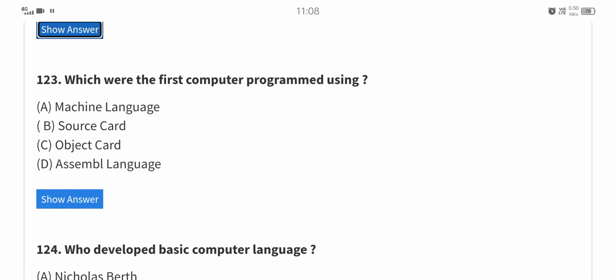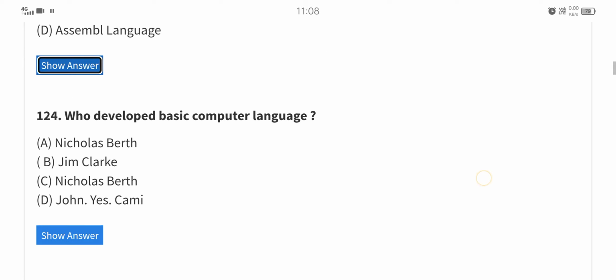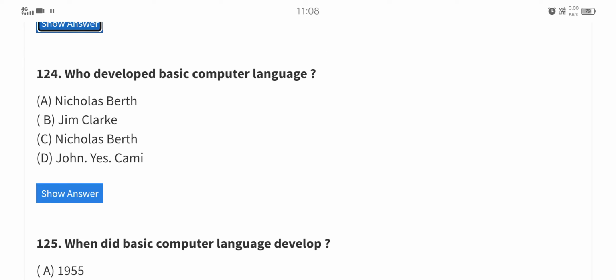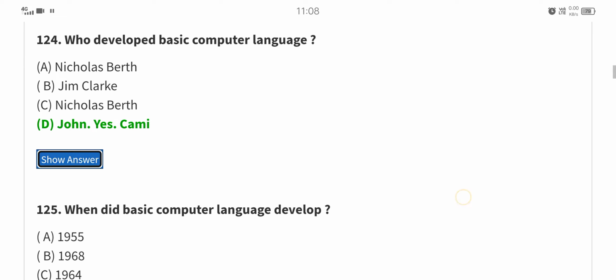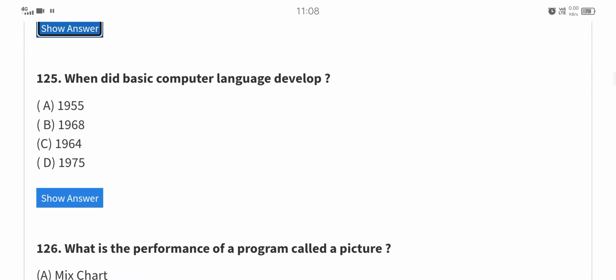Which was the first computer programmed using machine language? Who developed the BASIC computer language? John G. Kemeny. When was the BASIC computer language developed? 1964.